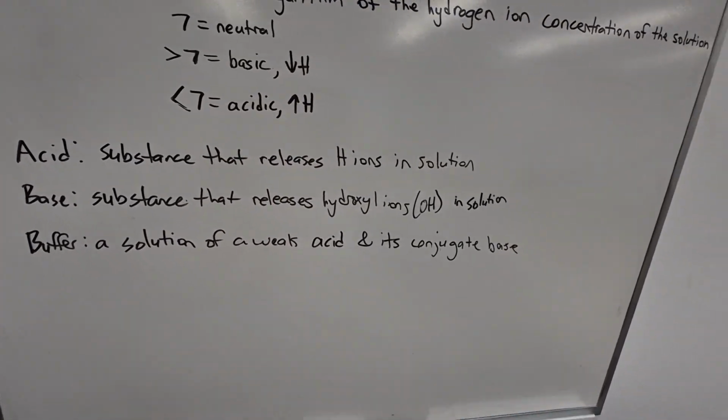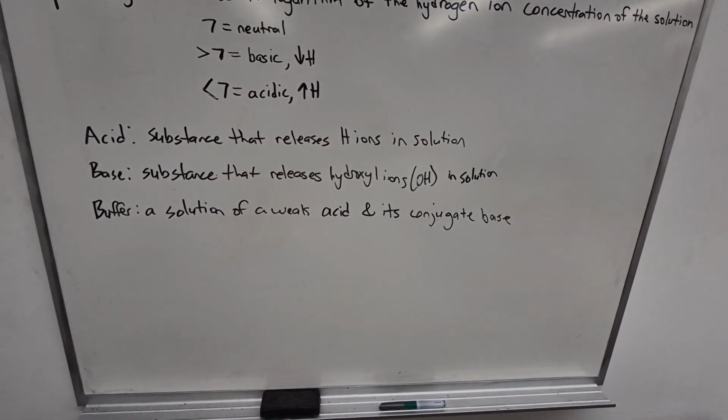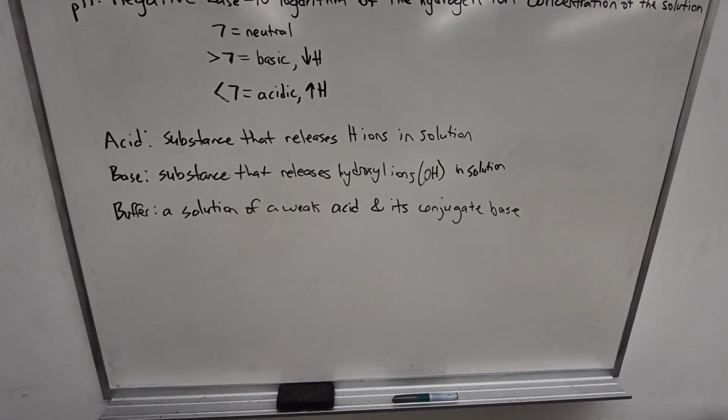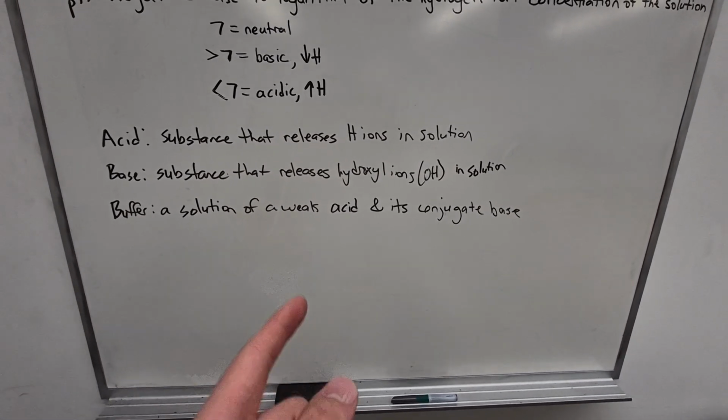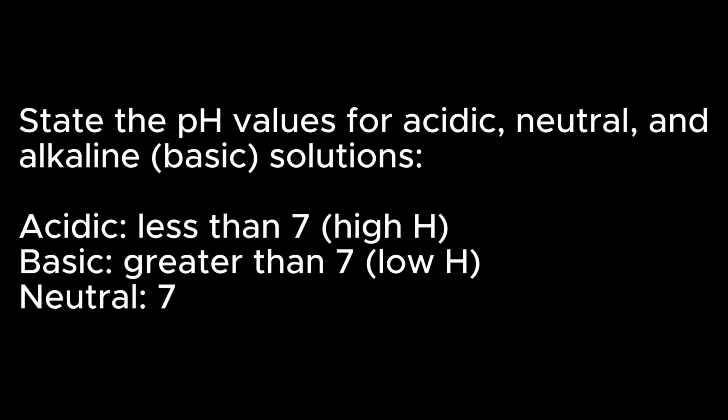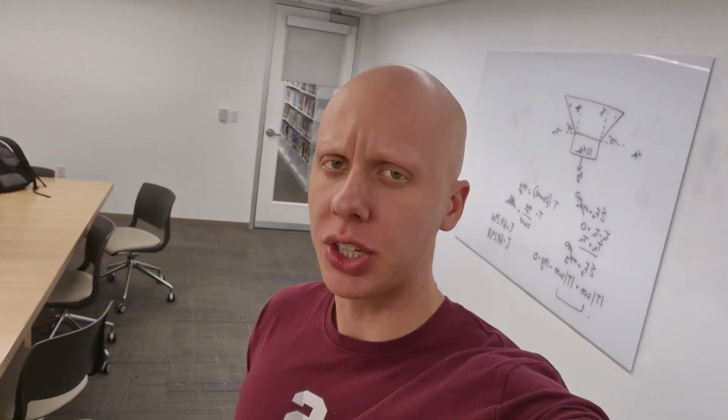An acid is a substance that releases hydrogen ions in solution. A base is a substance that releases hydroxyl ions in solution, and a buffer is a solution of a weak acid and its conjugate base. State the pH values for acidic, neutral, and alkaline basic solutions. Define the term organic molecule. An organic molecule is a molecule with a carbon backbone.